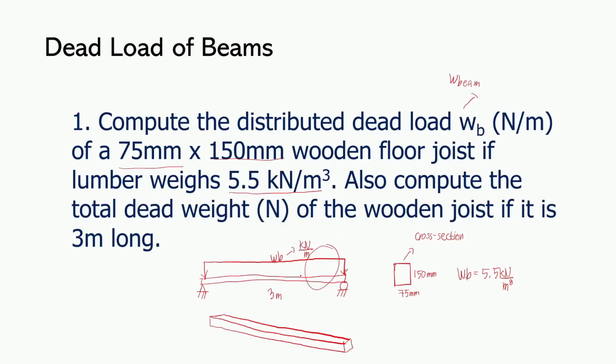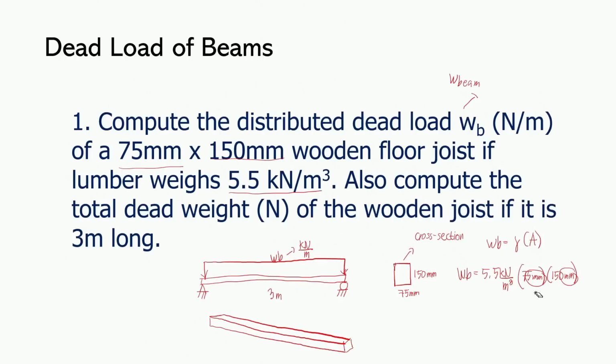Dito rin galing yung mga computations natin sa mechanics. Again, WB is equal to gamma times the cross-sectional area. So the cross-sectional area is 75 by 150. So this is 75 mm times 150 mm. Now this is m cubed. And so we will have to convert these units.